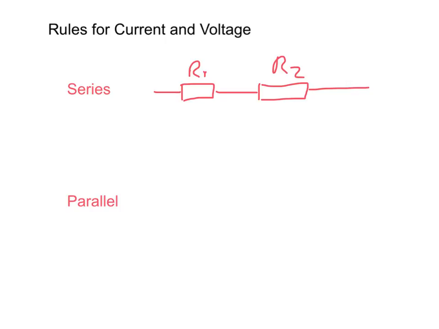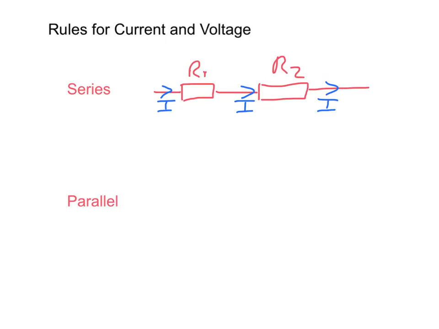Now, one of the things we can say is the current, let's call it I, going through R1, and the current going through R2, it will be exactly the same. Doesn't matter where we measure it. In a series circuit, the current will remain the same, travelling all the way through.